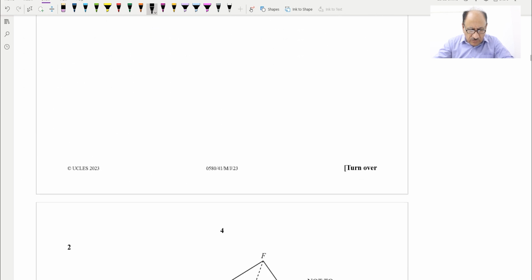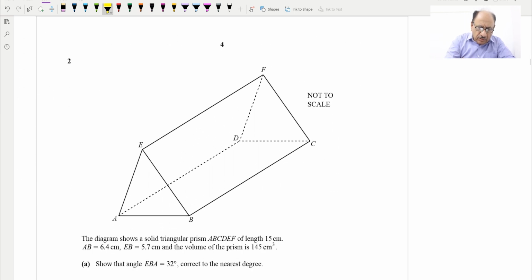This is done. Now question number two. Question number two, diagram is provided which is not to scale. The diagram shows a solid triangular prism ABCDEF of length 15. So length is 15 centimeters, so all the lengths are 15 centimeters. Then they are saying that AB is equal to 6.4 centimeters, and EB is equal to 5.7.